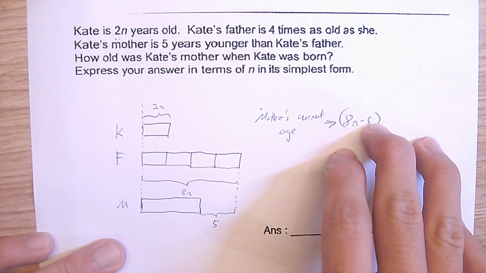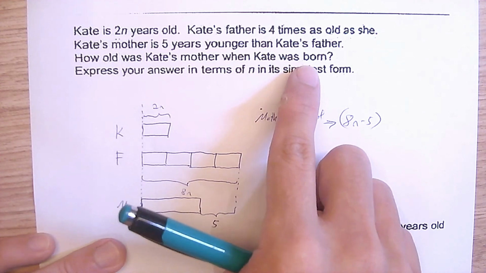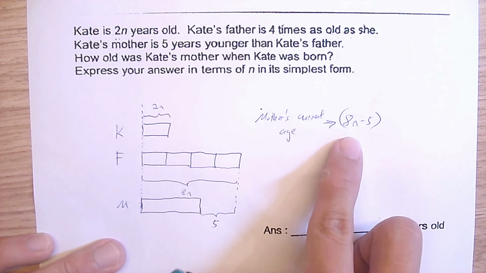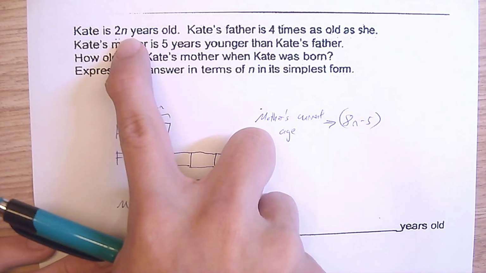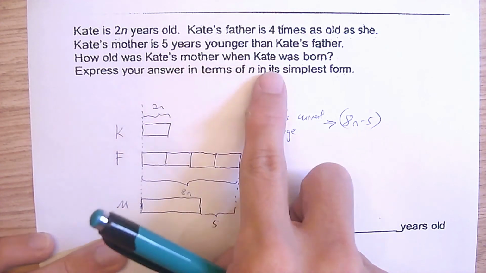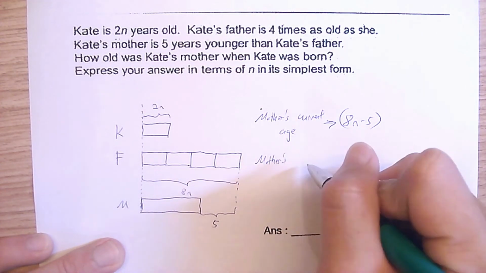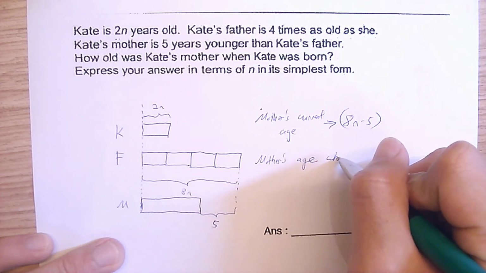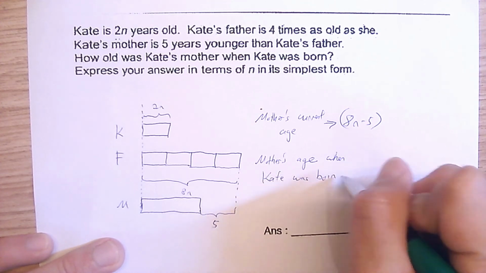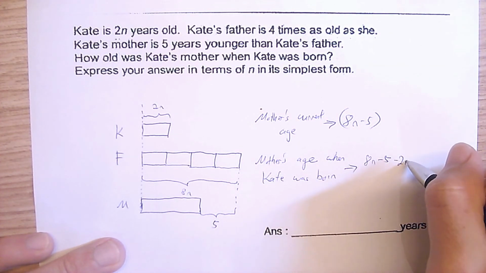After that, the question is, how old was Kate's mother when Kate was born? To find out how old Kate's mother was when Kate was born, just take the current age of the mom minus the current age of Kate. Then you'll be able to find Kate's mom's age when Kate was born. So, mother's age when Kate was born, arrow, 8n minus 5 minus 2n.